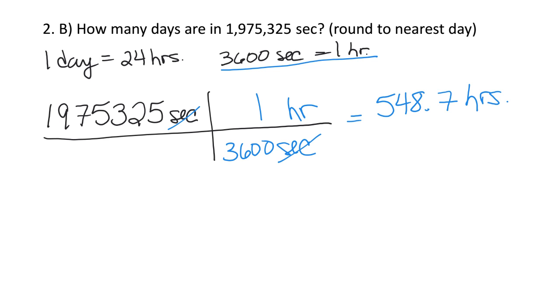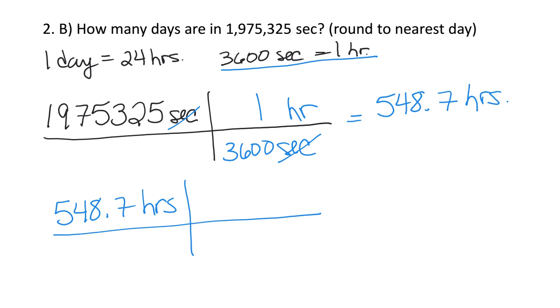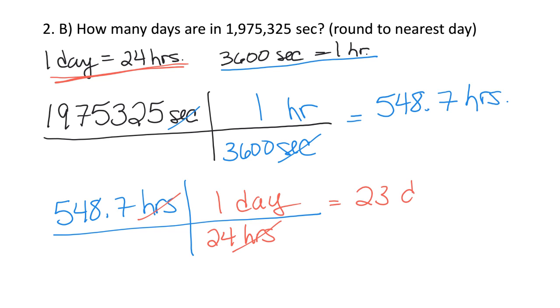Now, I'm going to take that 548.7 hours and I'm going to convert that. And this time I'm going to use this conversion factor. So I'm going to put the 24 hours on bottom and the 1 day on top. Hours cancel and I get 23 days.